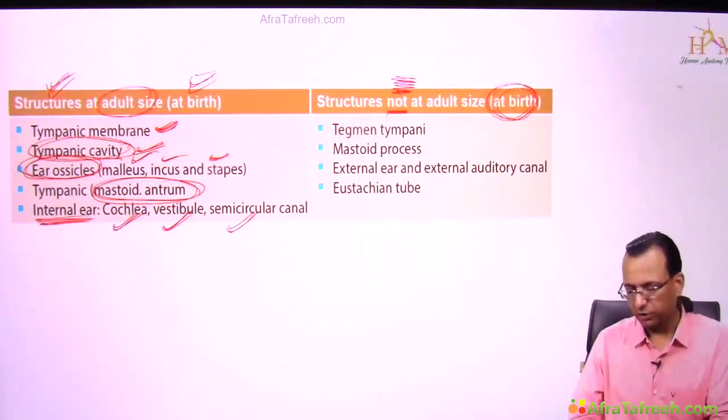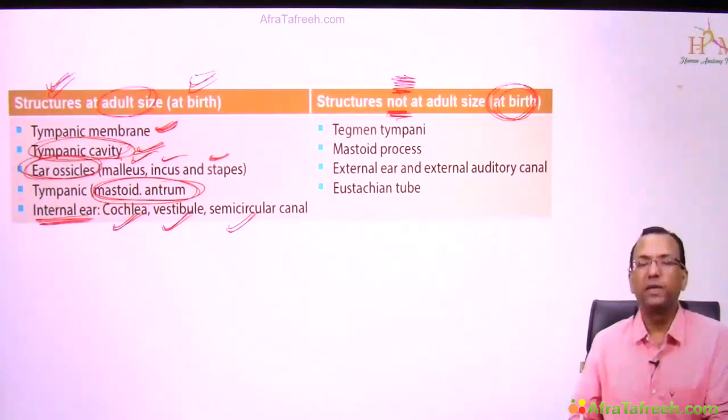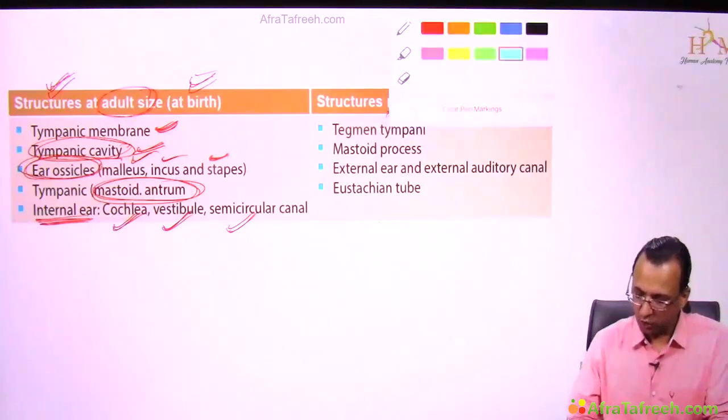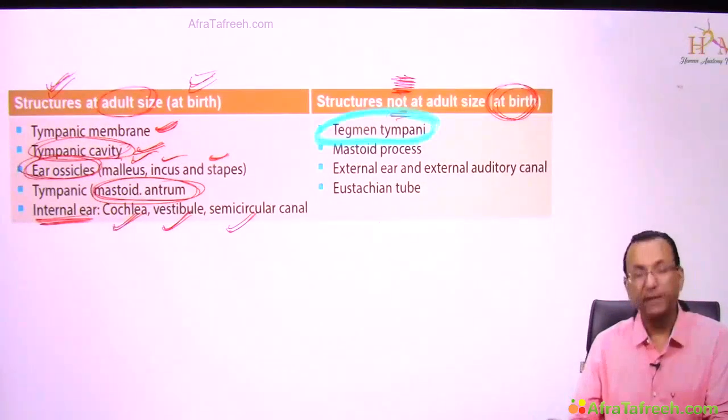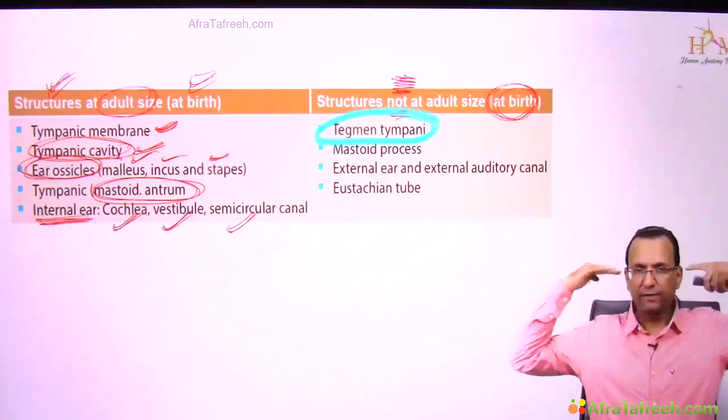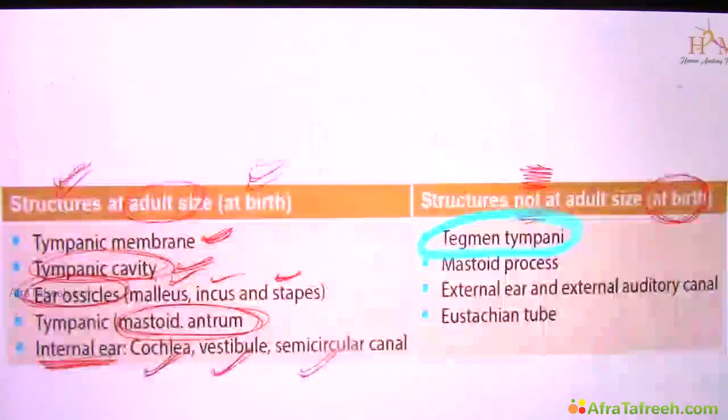Who is not of adult size at birth? That is coming as a question. Remember, roof of the middle ear cavity. What is that? What is roof of middle ear cavity? That is tegmen tympani. Roof of the middle ear cavity, tegmen tympani, is not adult size at birth.